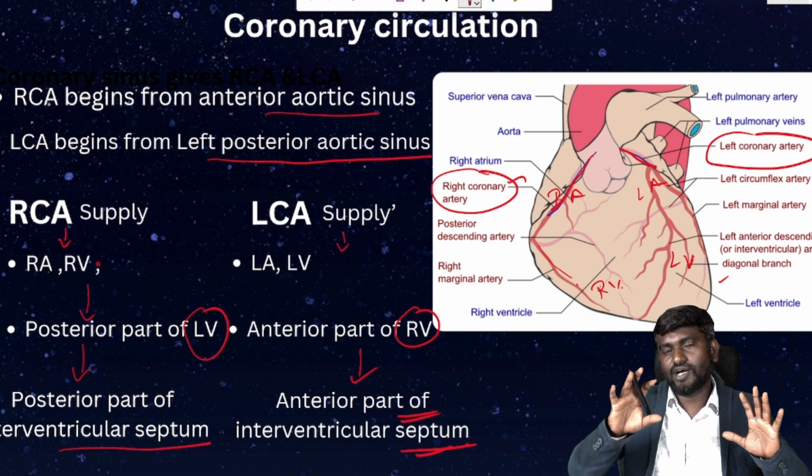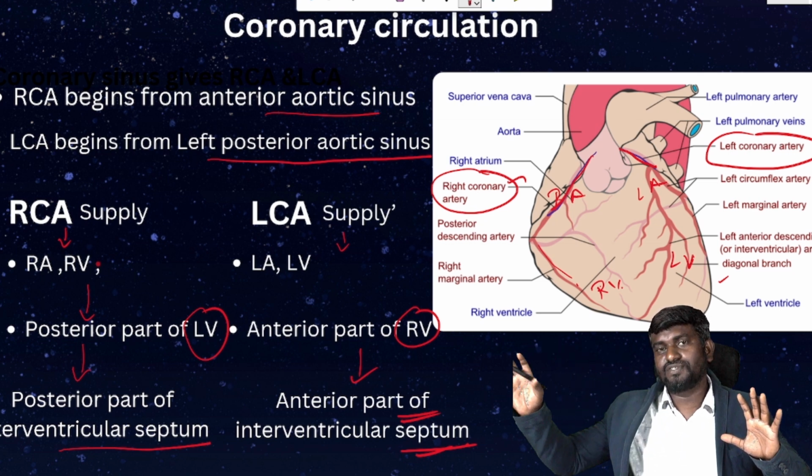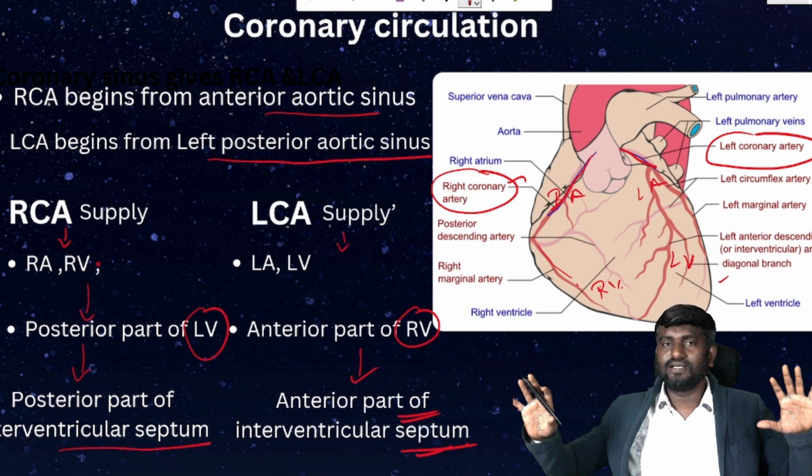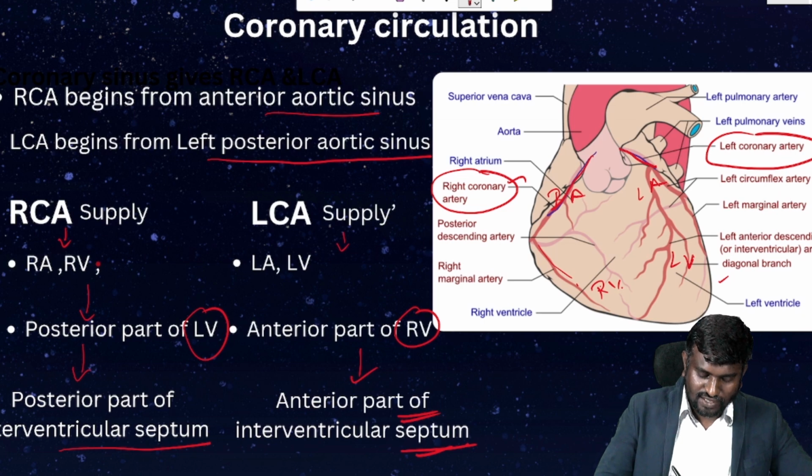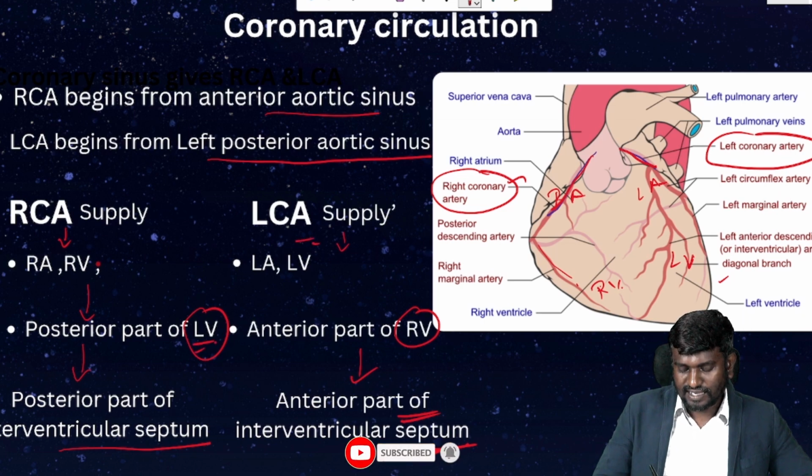Let's revise quickly. The aortic sinus gives rise to the right coronary artery and the left coronary artery. Right coronary artery supplies RV, RA and the posterior part of LV, whereas LCA supplies LA, LV and also the anterior part of RV.